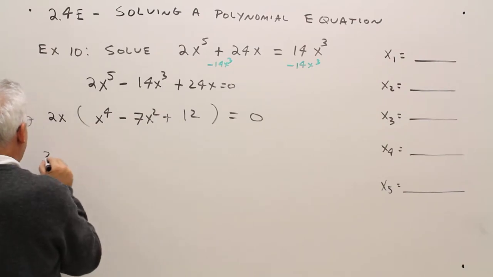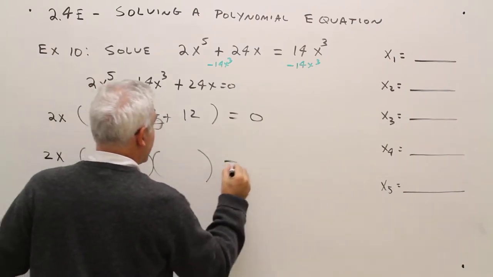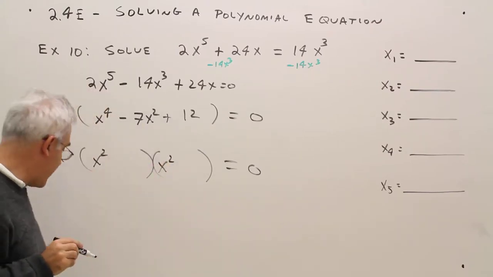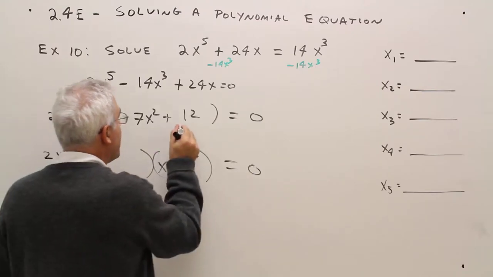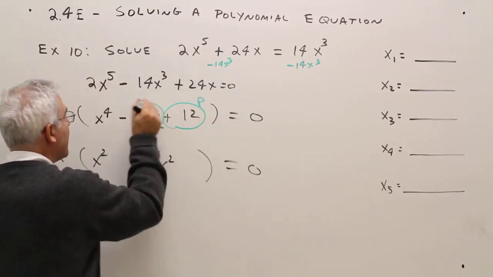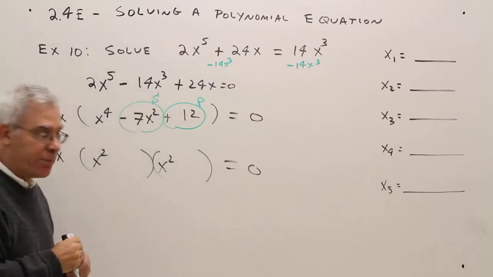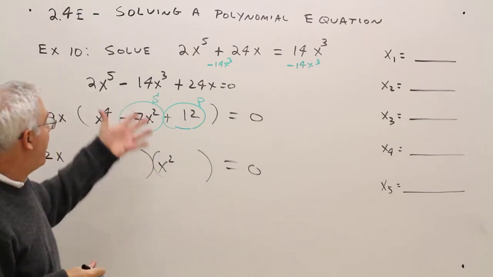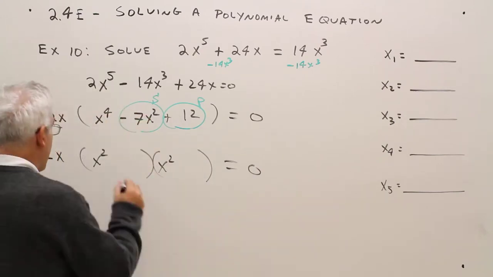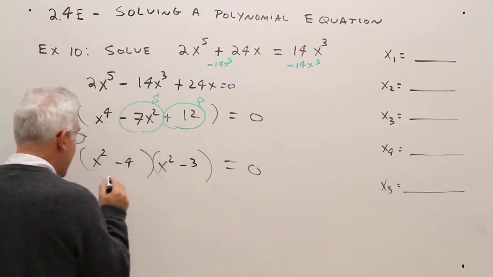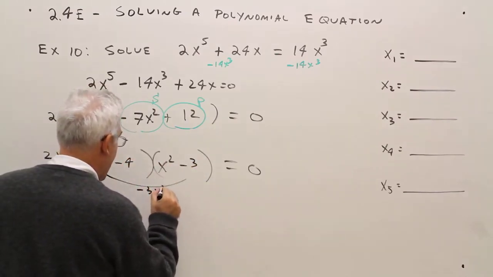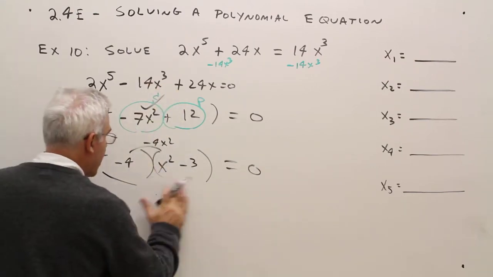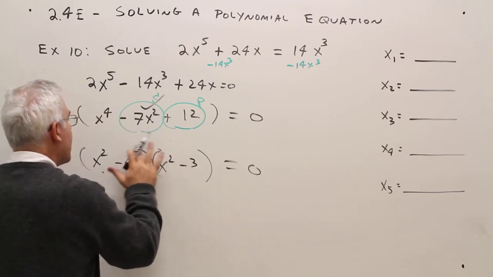So I'll set up my template. 2x, somebody, equals 0, x squared and x squared, because x squared times x squared is x to the 4th. Once again, I'm looking for 2 numbers that have that product and that sum. Positive product, negative sum, so both must be negative. I'm thinking negative 4 and negative 3. So minus 4 and minus 3. I'll do a quick FOIL check. Minus 3x squared, minus 4x squared. Checks. I don't want to get too cluttered here with writing.